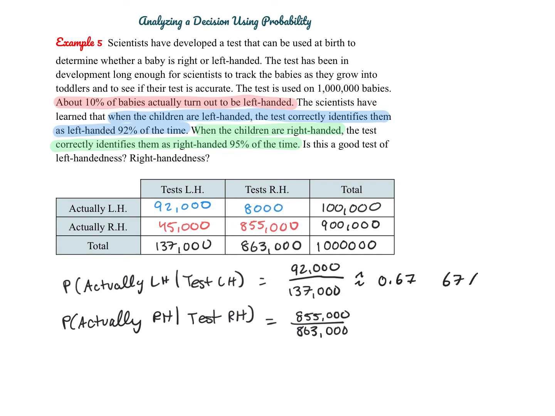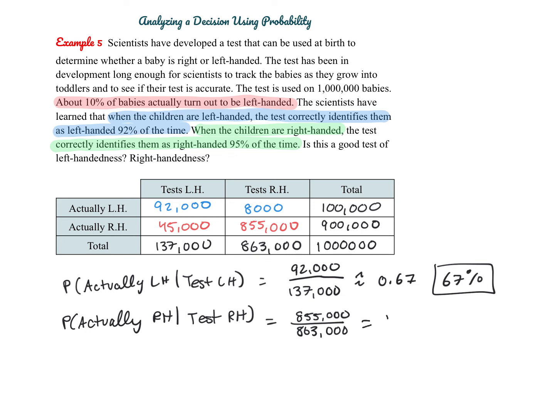To interpret what this means, it says if your baby takes the test and it says they're left-handed, there's only a 67% chance that they are actually left-handed. So I would say that this test is not a very good indicator of left-handedness. Again, only about 2/3 of the kids that test left-handed end up being left-handed. But now let's look at the right-handed.